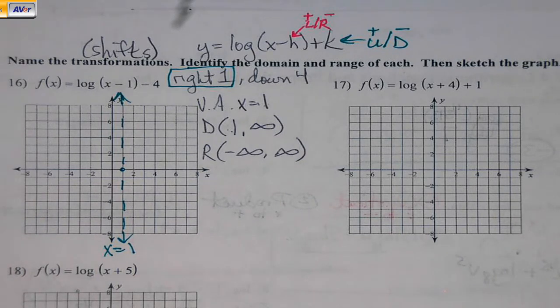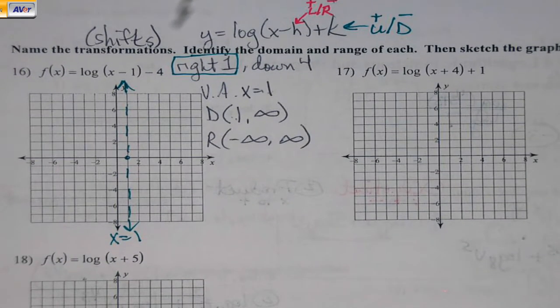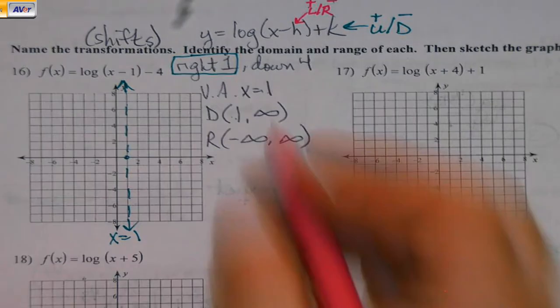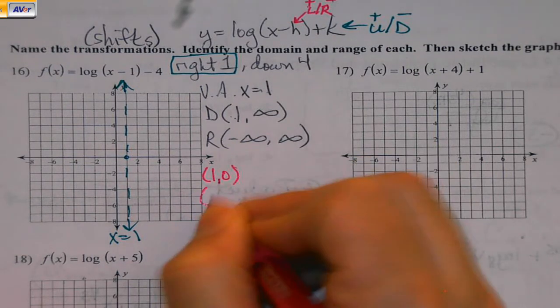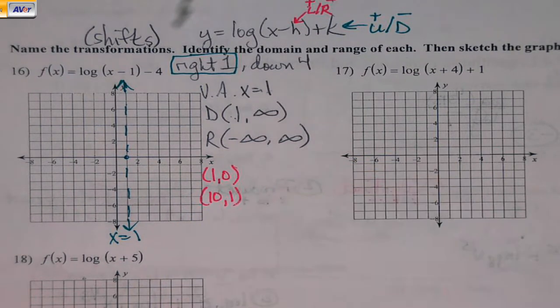So you're like, okay, what have I got left to do? Well, I need my points. And we've talked about a couple of ways I can get my points for this, and I'm going to show you both. One way when I sketch my graph is to take my two parent points, okay, (1, 0) and (10, 1), and shift them.